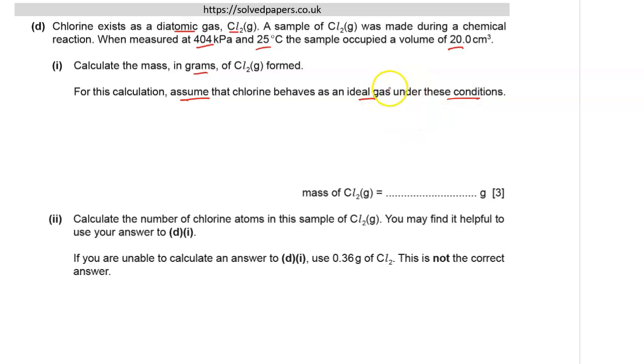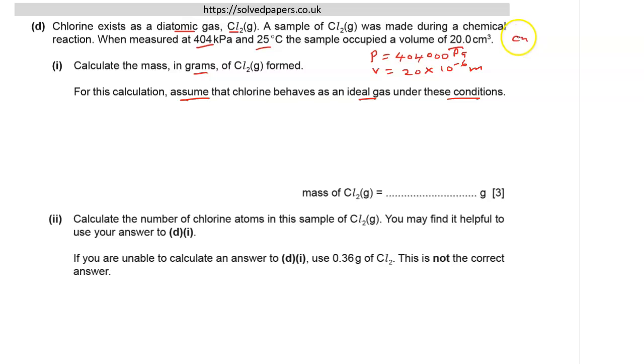All right. So what are we given here? We're given pressure, as these kilopascals. So you can write it as 404 times 1,000 pascals, since kilo is 1,000. We are given volume. Volume is 20 centimeters cubed. You change this into meters cubed. Of course, you multiply by 10 raised to the power minus 6. I hope you know how to change centimeters cubed to meters cubed.